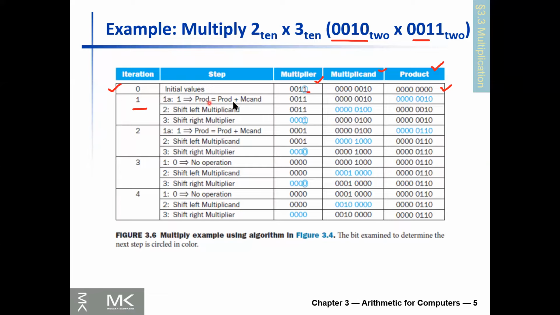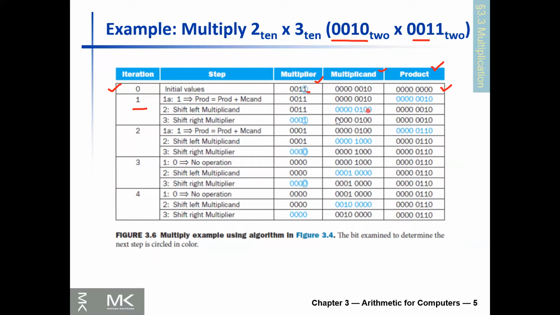So product is basically now updated. Its value becomes 2 now. Okay, so this is the first step. The second step is to left shift the multiplicand. This blue line is saying to left shift the multiplicand. So when you shift towards left, what will happen? This one will be here and 0 will be inserted from here. So this is the shifting.